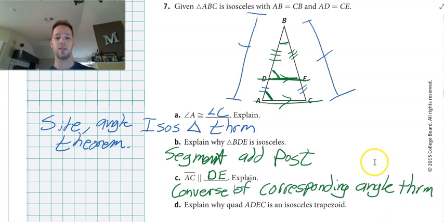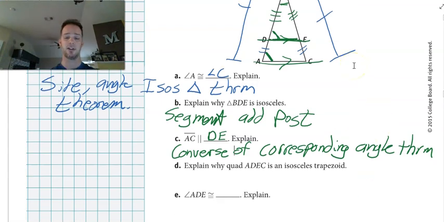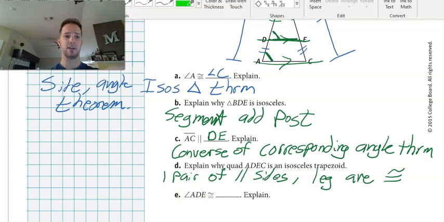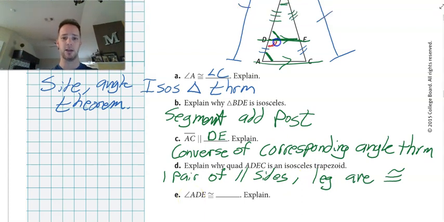And then explain why this is now an isosceles trapezoid. So by definition, it has one pair of parallel sides and the legs are congruent. So then angle ADE would be the other. I'm going to use a different color here. Maybe we can use red. So ADE has to be congruent to CED.